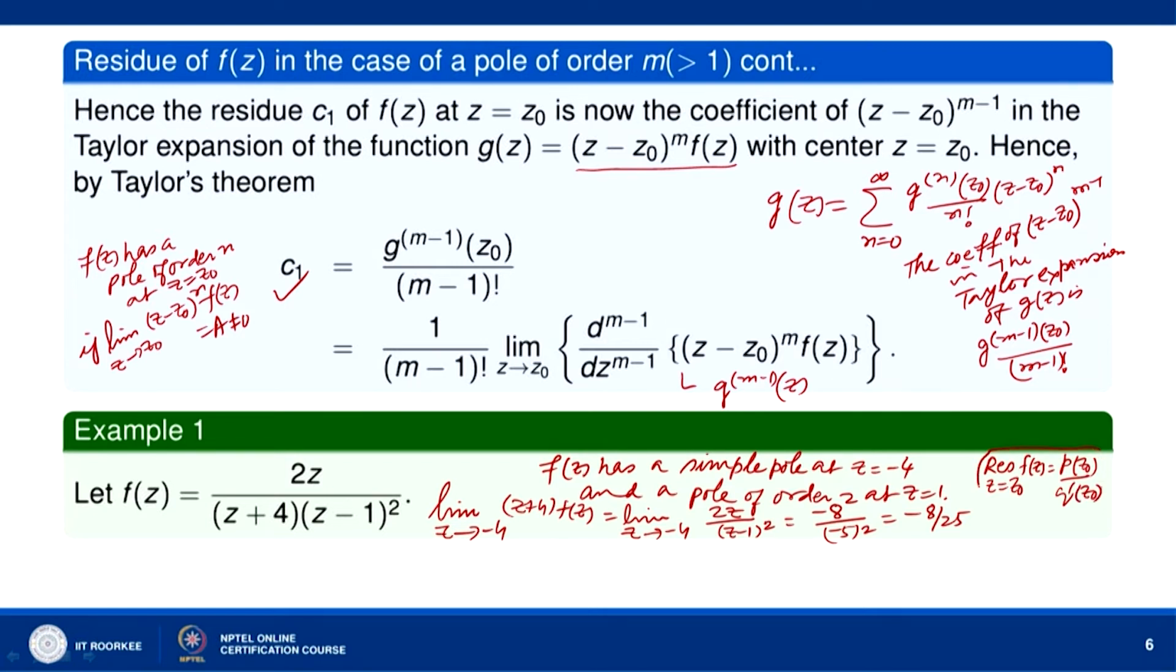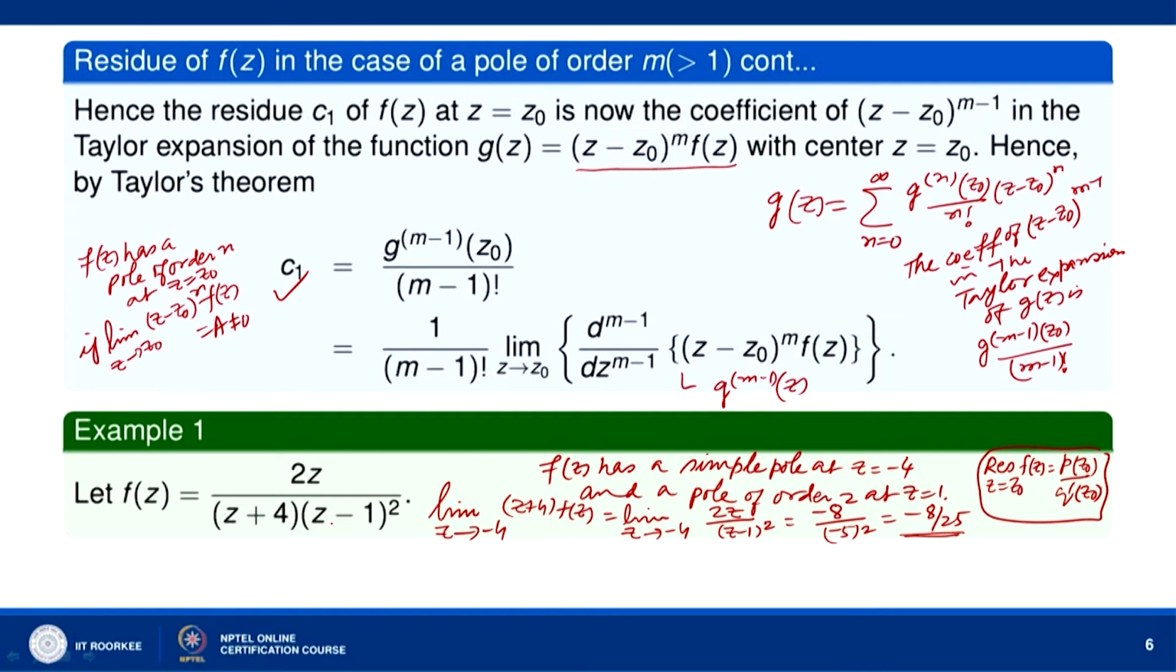So, it is not advisable to use this formula here, because if you differentiate the denominator and then put z naught equal to minus 4, it will be a little bit cumbersome. If you multiply f(z) by (z plus 4) and take the limit as z tends to minus 4, then it becomes easy to determine the limit. So, we have to decide from the definition of the function f(z) which formula for a simple pole we have to use to get the residue.